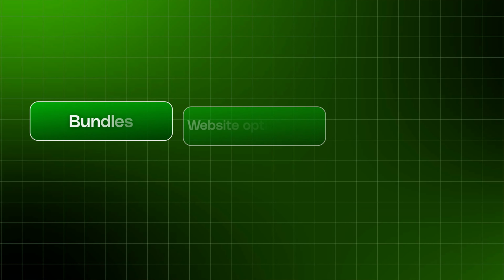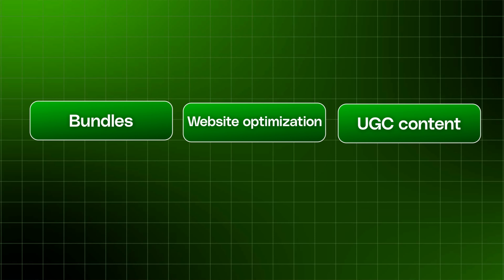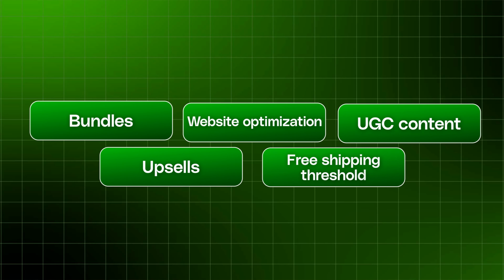And when we combine all these elements from the bundles, the website optimization, the UGC content, the smart upsells, and even the free shipping threshold, we're always looking at a potential revenue increase of around 300 to 400%. And the best part is that all these systems you're able to implement pretty fast. So go ahead, try them in your store. And just one last tip, do this all based on your backend data to really nail it, because data never lies basically.